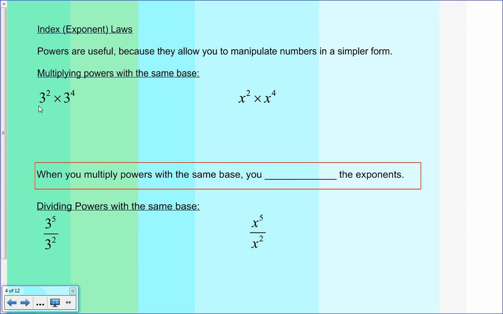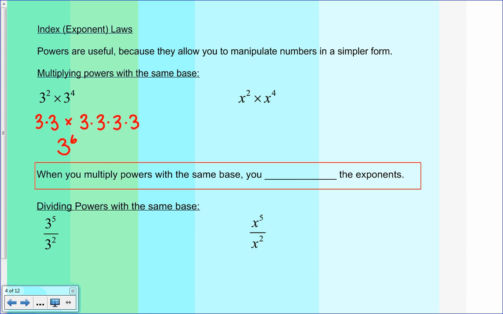So 3 squared is 3 times 3. We're going to multiply that by 3 to the power of 4, which is 3 times 3 times 3 times 3. Now all of these are just connected with the times symbol, and it doesn't matter if we use a dot or an x. I just used an x to show the difference between the 3 squared and the 3 to the 4th. But ultimately we have a bunch of 3's being multiplied together. To be precise, we have 6 of them, so it's 3 to the 6th.